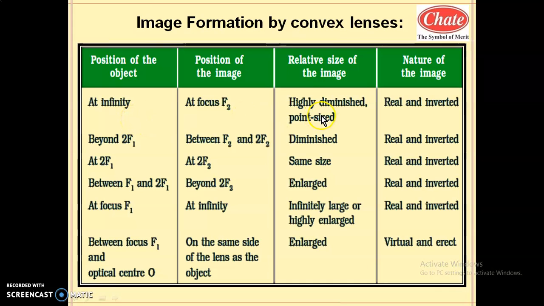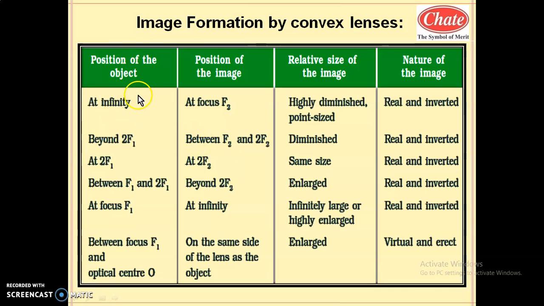So there are points on the left hand side as well as the right hand side. The object is always taken to the left of the lens, and the image is formed either to the right or in some cases to the left. Real images form to the right and virtual images form to the left of the lens.